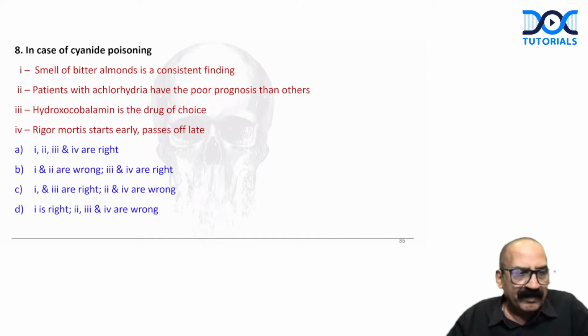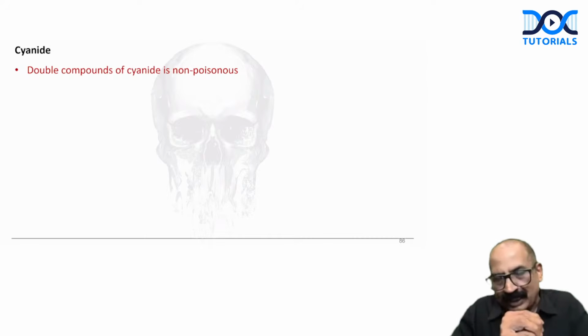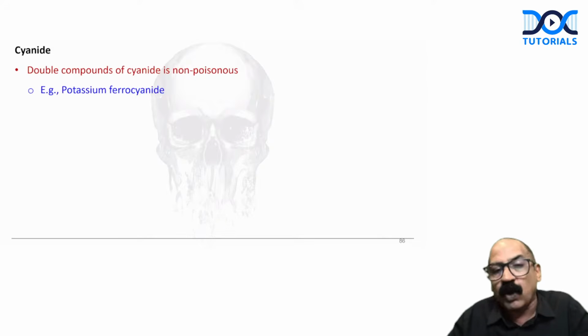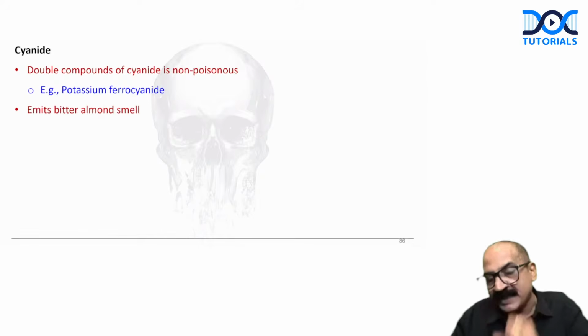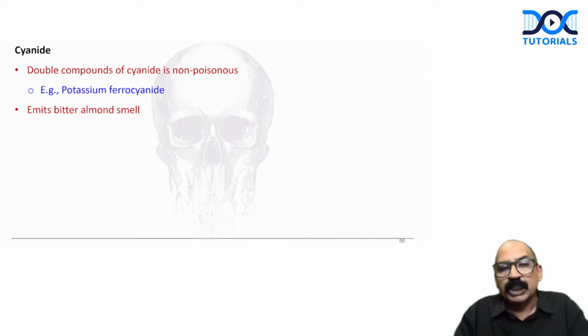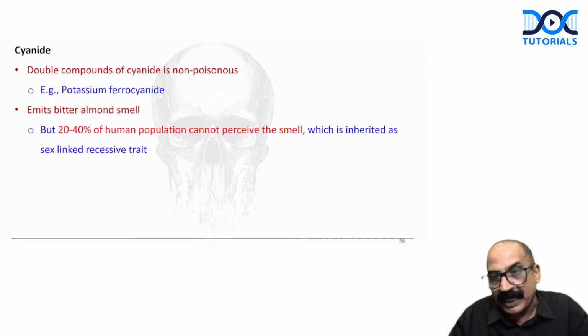What about cyanide poisoning? Sure, definitely all of you know the answer. Now, if I talk about the cyanide, double compounds are non-poisonous. For example, potassium cyanide is deadly poisonous. Ferrous cyanide is deadly poisonous, but potassium ferrocyanide is not a poison. Meantime, it emits a bitter almond smell. But remember, 20 to 40% of the human population cannot perceive the smell, which is inherited as a sex-linked recessive trait. That means it is not a constant, consistent finding.